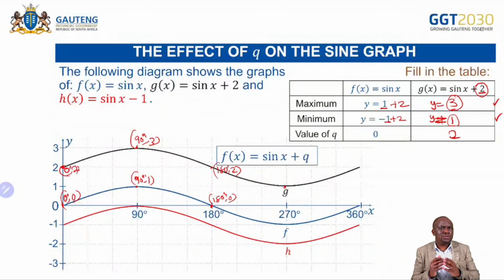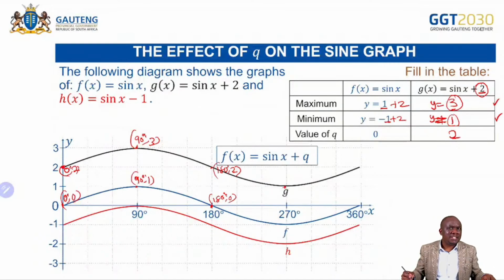So what does q do? If you add q, the graph goes up by 2 units. If you add 2, the graph goes up by 2 units. So if you add q, the graph will go up by q units. That's the vertical shift. Okay, now what else? Did I leave out anything?